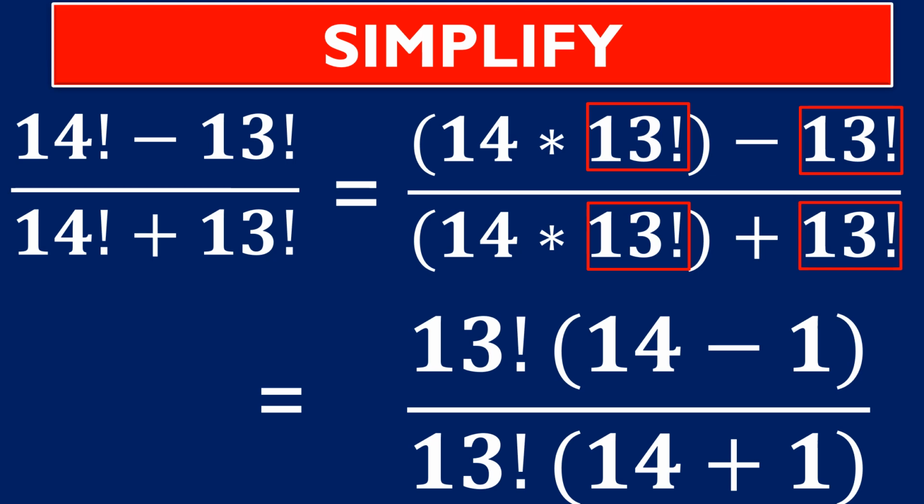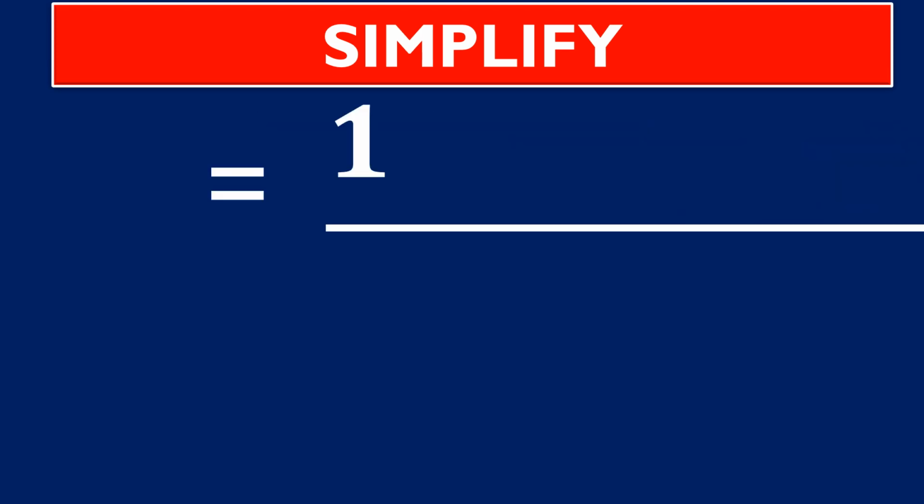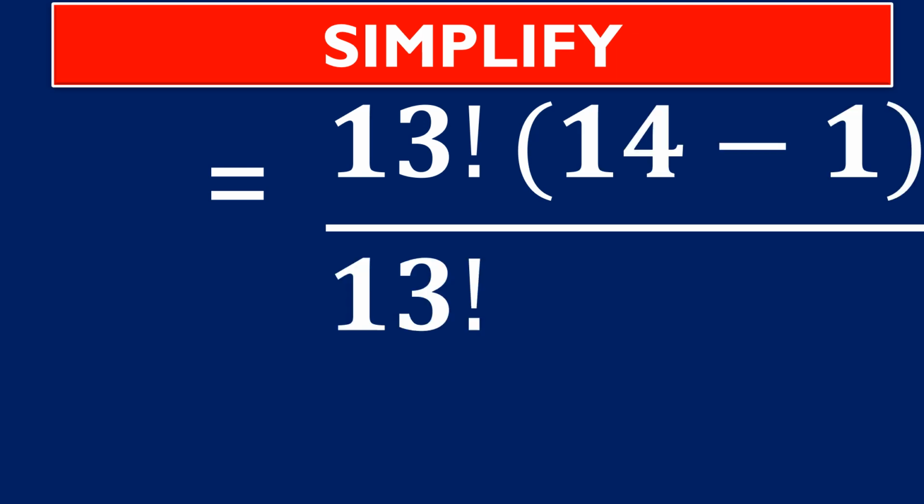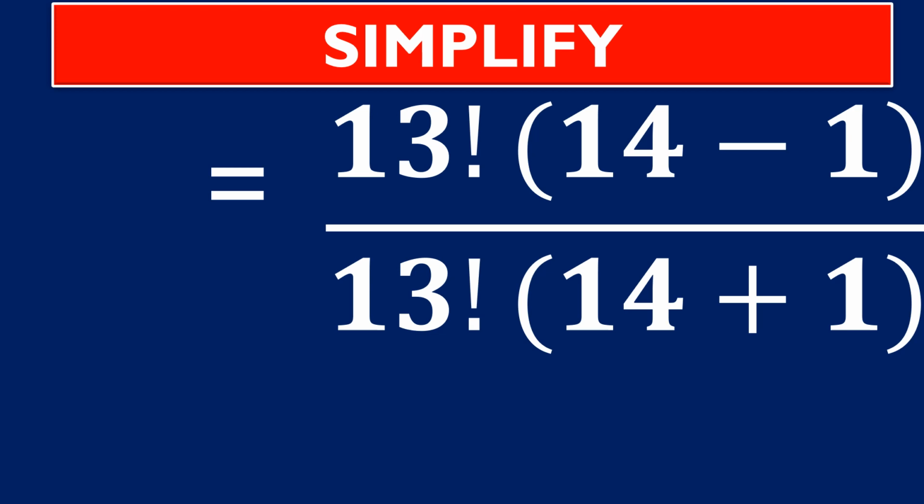So when we bring out 13 factorial from the numerator, we now have 14 minus 1, and then we have the 13 factorial, which we have factorized out of the numerator. And then from the denominator, when we bring out the 13 factorial, we have 14 plus 1 left. So in the simplified version, we have 13 factorial times bracket 14 minus 1 bracket closed, all divided by 13 factorial times bracket 14 plus 1 bracket closed.